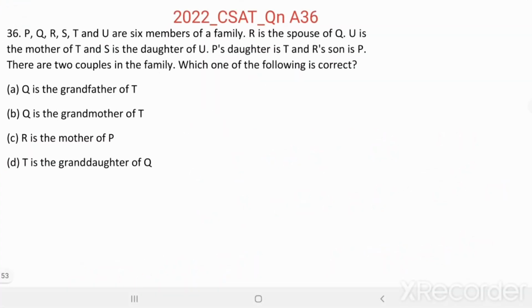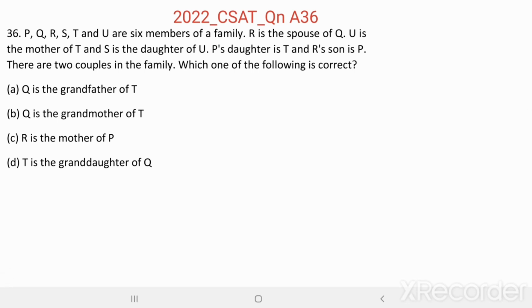Question number 36. P, Q, R, S, T and U are 6 members of a family. R is the spouse of Q, U is the mother of T and S is the daughter of U. P's daughter is T and R's son is P. There are 2 couples in the family. Which one of the following is correct?